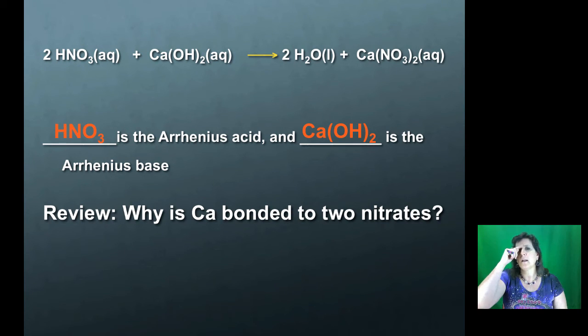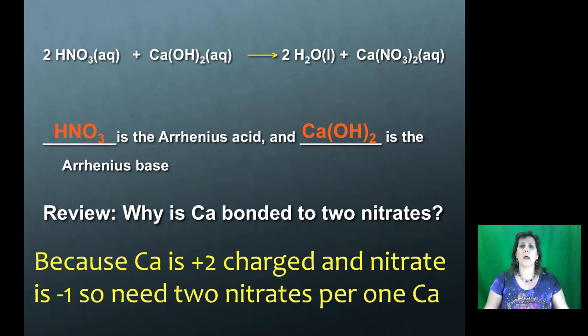Now, looking at the products up there, we have calcium with 2 nitrates. There was only 1 on the reactant side. Why does calcium need 2 nitrates? Why is it bonded to 2 nitrates? I hope you thought about charges, because that is correct. Calcium has a +2 charge, and nitrate is only -1. So we need to have 2 nitrates for every 1 calcium.